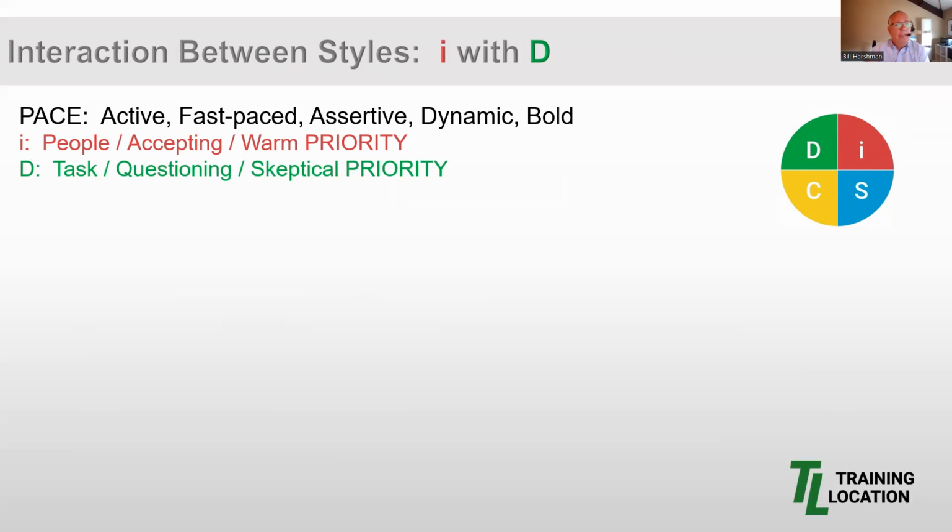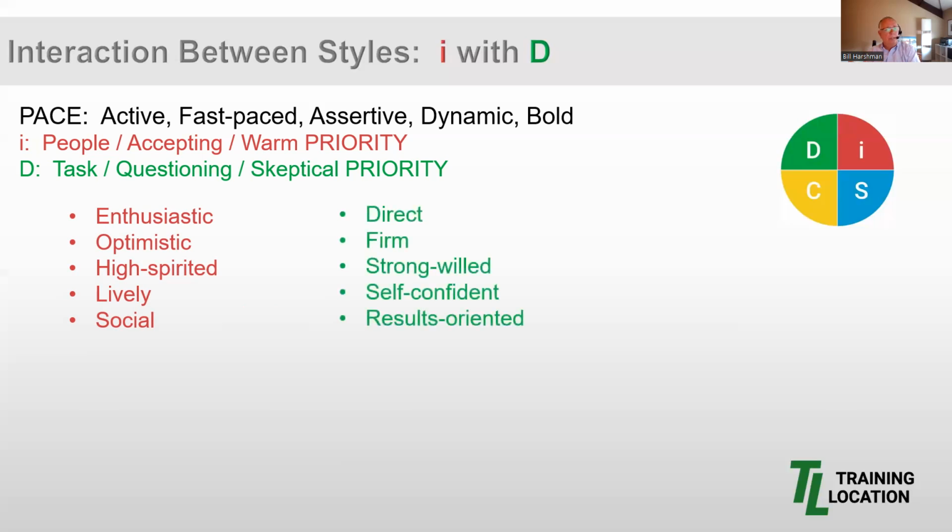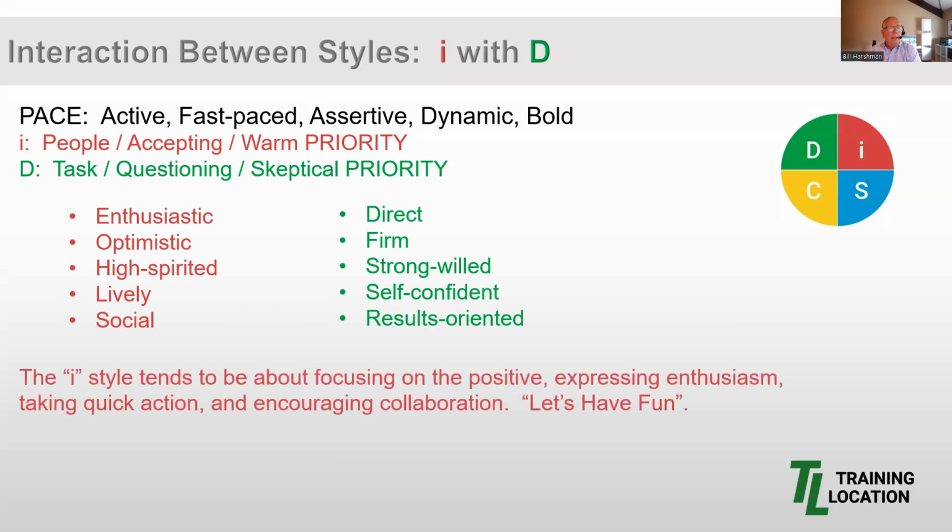Now, when we combine the I's unique pace and priority, we can see some refined descriptors such as enthusiastic, optimistic, high-spirited, lively, and social. Similarly, when we combine the D's unique pace and priority, we also see refined descriptors such as direct, firm, strong-willed, self-confident, and results-oriented.